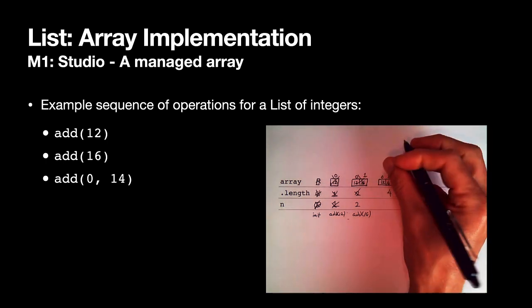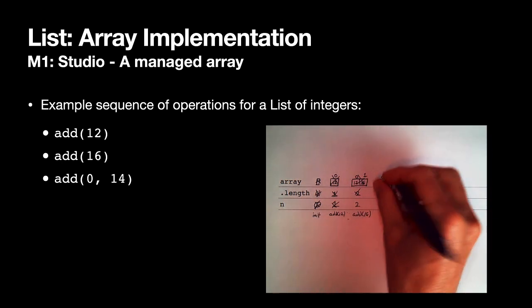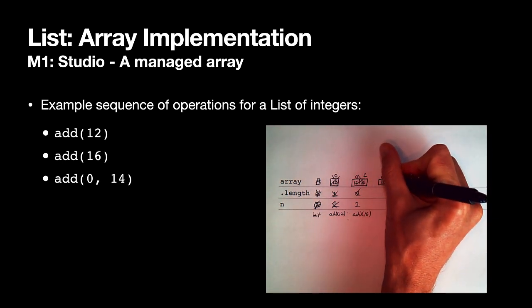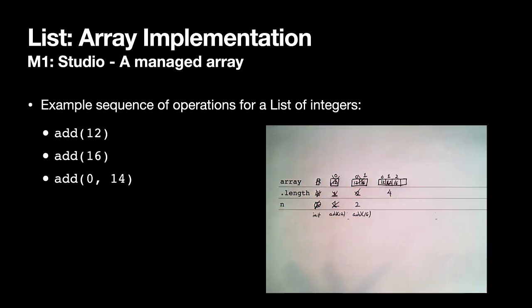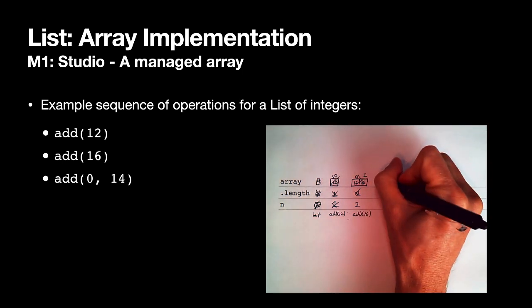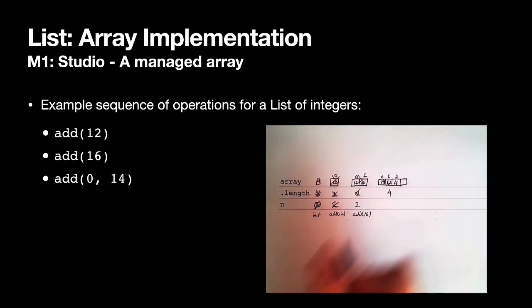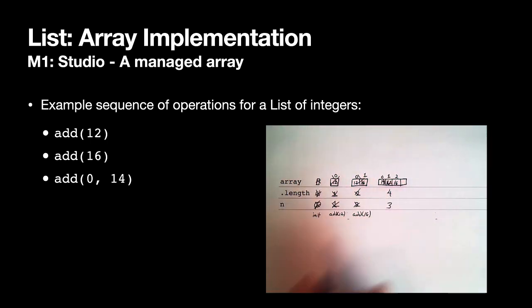So I'm going to go ahead and start doing that. I'm going to move the 16 over to index 2, and then I'll move the 12 over to index 1. And then I'll go ahead and insert my 14 at index 0. Okay, and now I've got one more item. I've got a total of 3 things in my array.